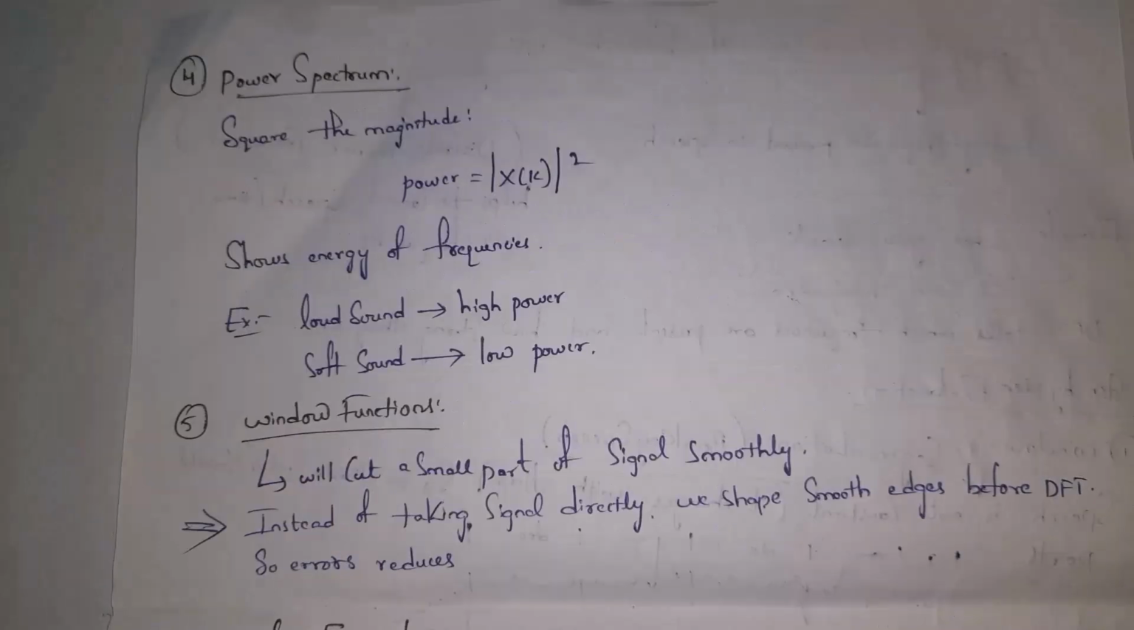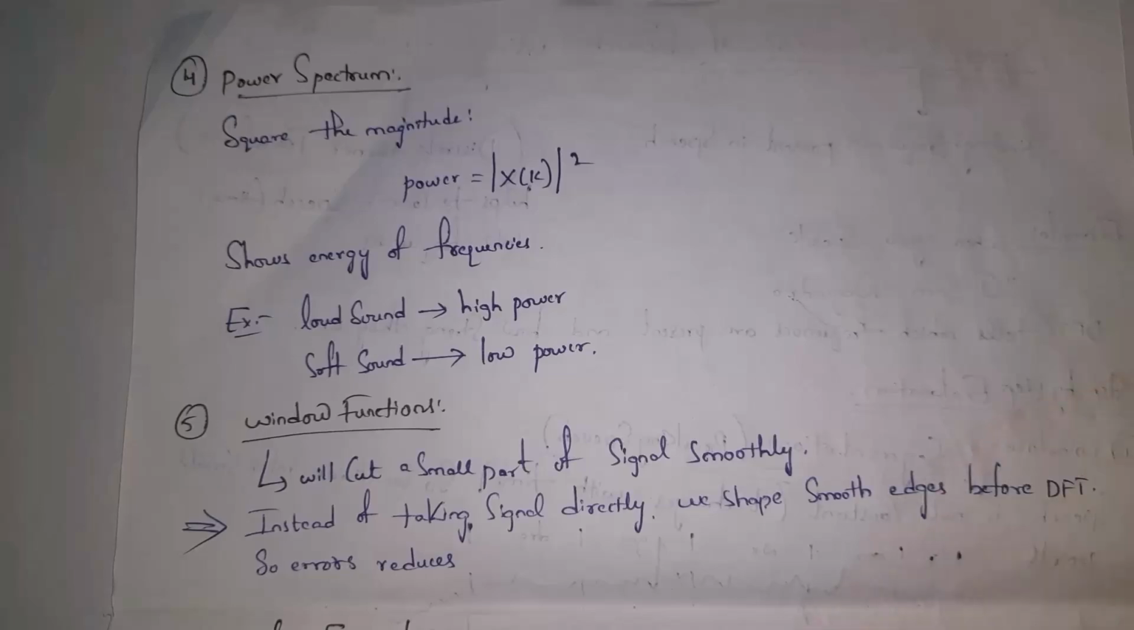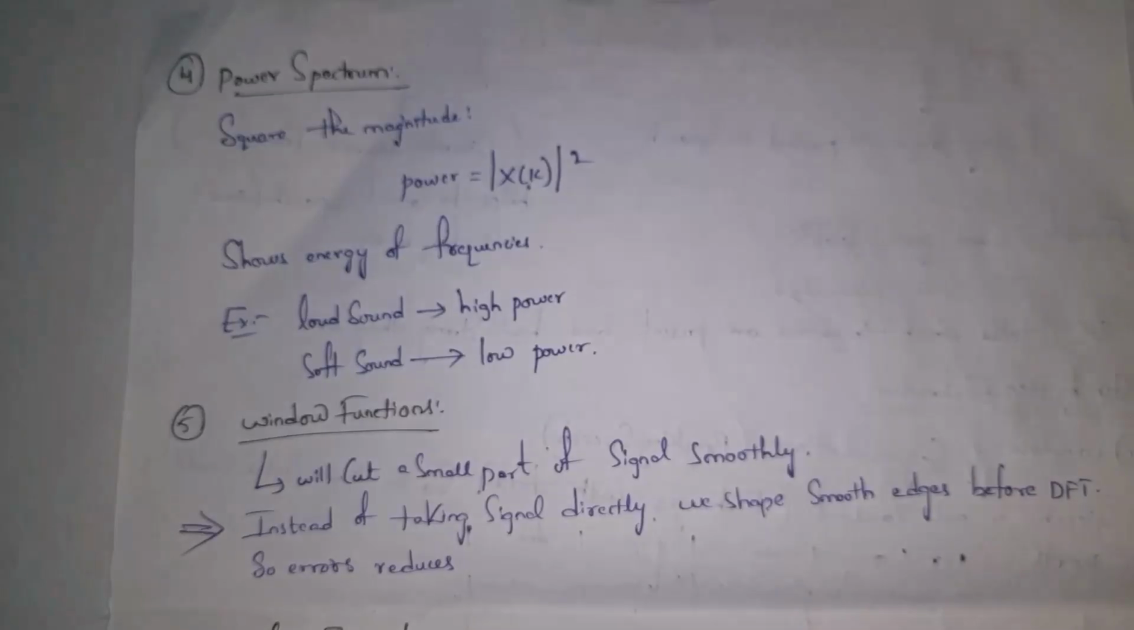And there is also the power spectrum, which will show how much energy is present in each frequency. If the sound is loud, then there is high power, and if the sound is soft, there is low power. Generally, the power spectrum is calculated by using the magnitude squared. Yes, the power spectrum is the square of the magnitude. So power is equal to the magnitude spectrum |X of k| squared.